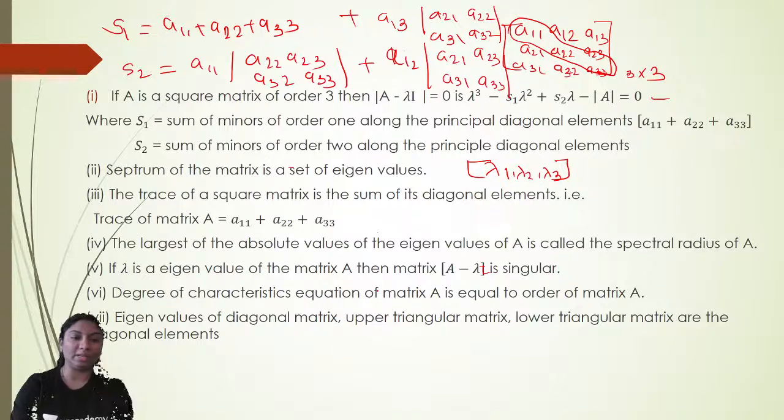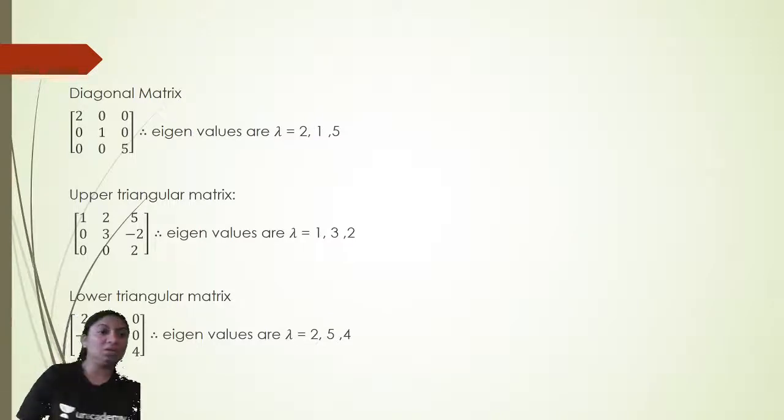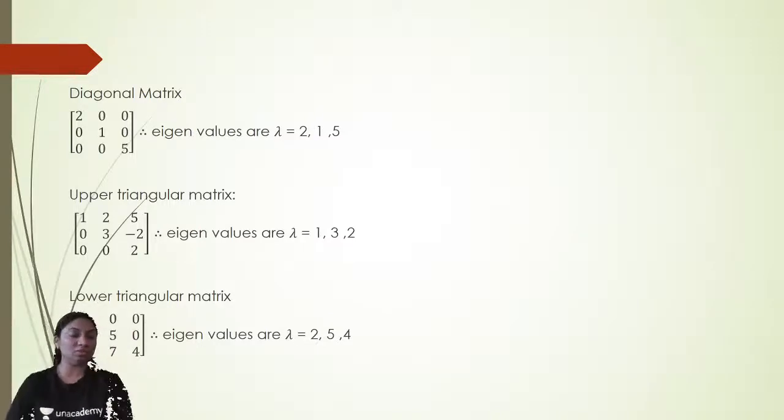Okay. Now, eigenvalues of a diagonal matrix, upper triangular matrix, and lower triangular matrix are the diagonal elements. For example, suppose here is a diagonal matrix: 2 0 0, 0 1 0, 0 0 5. Then the eigenvalues are lambda is equal to 2, 1, 5. So diagonal entries are 2, 1, 5, so here the eigenvalues are lambda is equal to 2, 1 and 5.